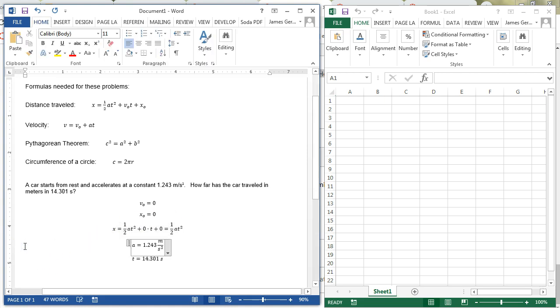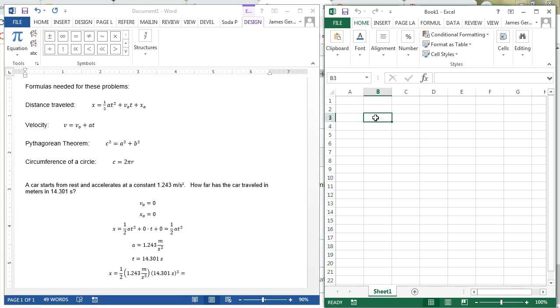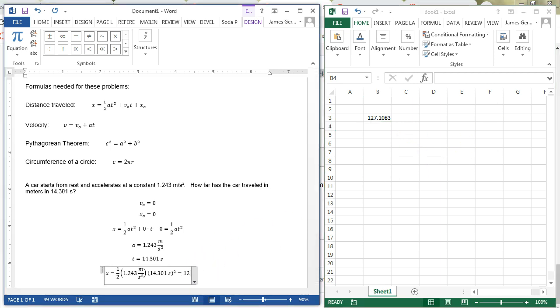So here we go. We have our equation for position. Why did I know to get that one? Well, how far has the car traveled is all about where it is. And so now I know everything I need to plug into my equation: 1.243 meters per second squared times 14.301 seconds squared. I can't do this in my head, so I'm going to go over here: 0.5 times 1.243 times 14.301 squared. And I get 127.1 meters as the answer to this problem.